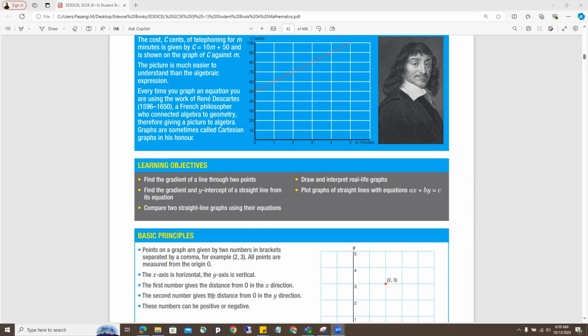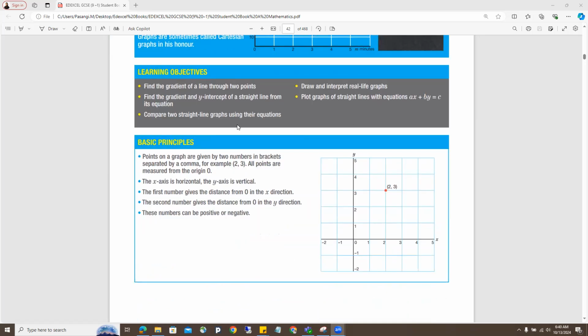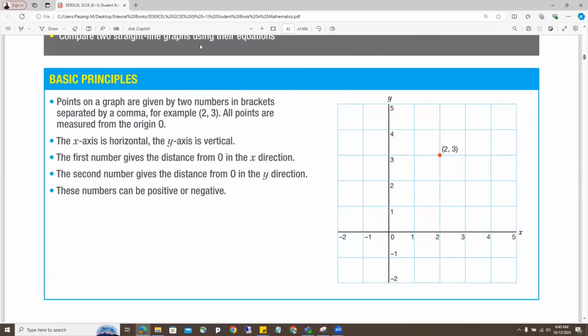Okay, so these are the key learning objectives which we will be achieving once we complete this entire lesson. So let's go through the basic principles. What are the basic principles we should learn?